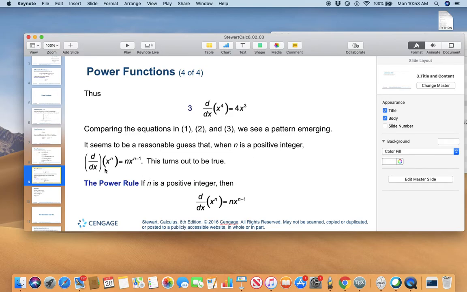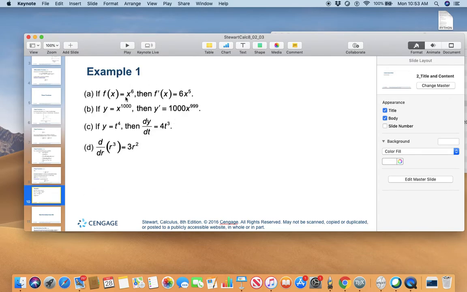In general, for the derivative of x to the n, the power n comes down and the power reduces by 1. That's the power rule. If n is a positive integer, then the derivative of x to the n is n x to the n minus 1. f(x) equals x to the 6th, derivative is 6x to the 5th. y equals x to the 1000, derivative is 1000 x to the 999.